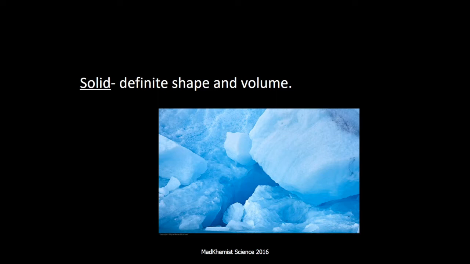First, a solid. Solids are a substance that has a definite shape and a definite volume. I'd like to give the example of ice. An ice cube, it has a definite shape and it has a definite volume.